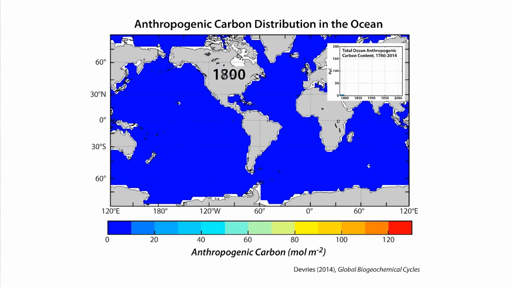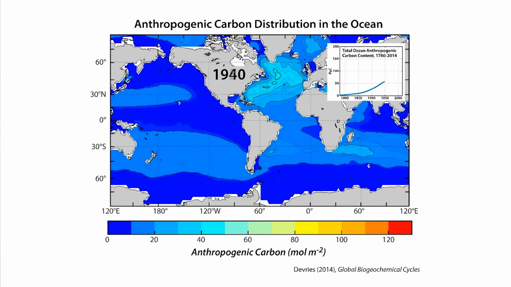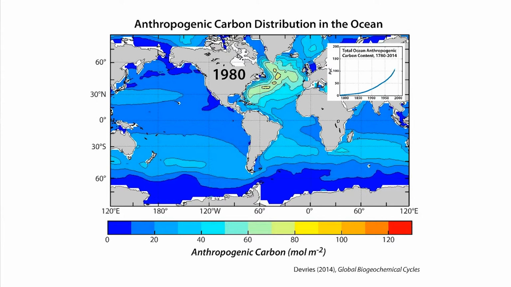On top of this natural cycle, the addition of anthropogenic carbon to the atmosphere pushes this whole balance towards uptake. So the high latitude regions are uptaking more carbon dioxide, and the low latitude regions are outgassing less. This results in an overall increase in the amount of carbon in the ocean.